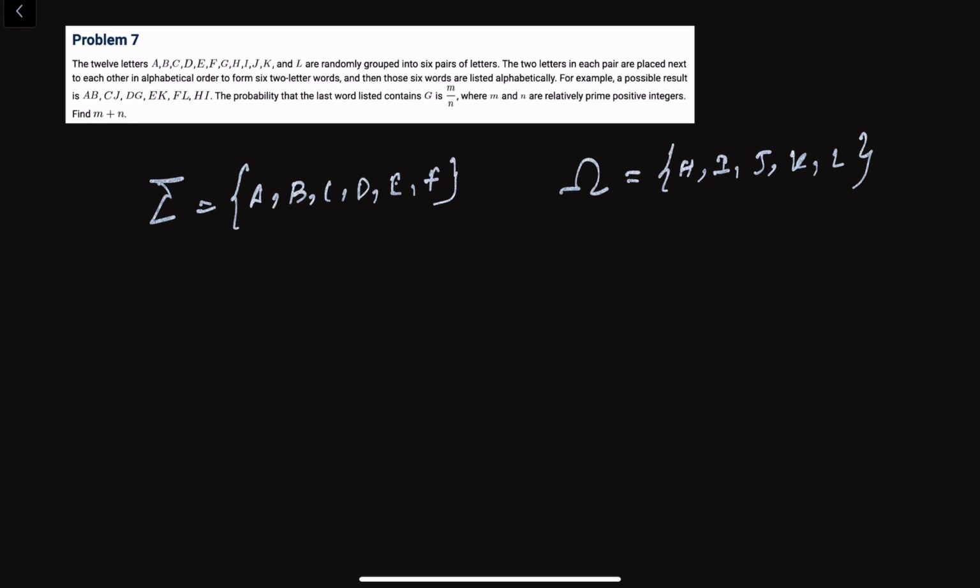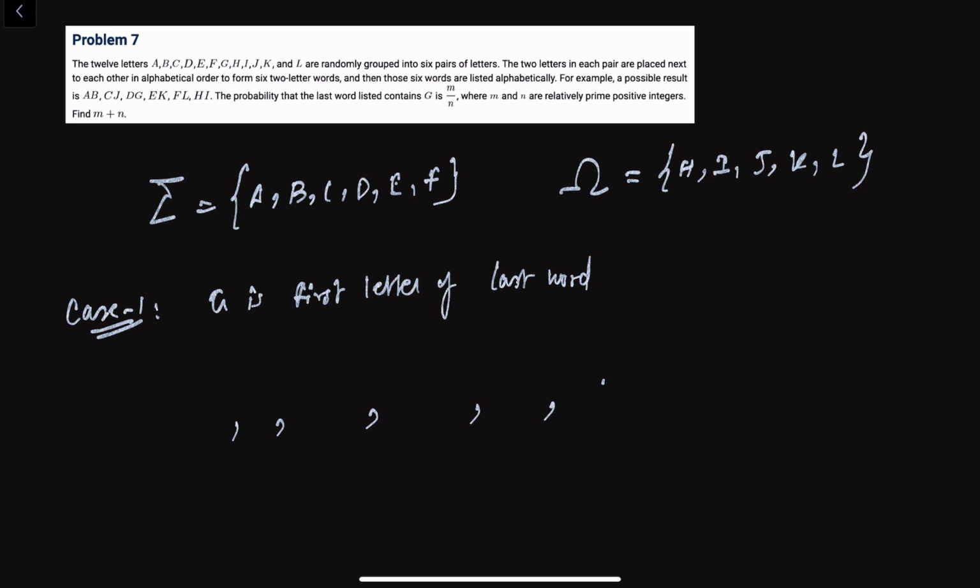So G can be either the first letter of the last word, or G can also be the second letter of the last word. So our case 1 is G is the first letter of the last word. So we are having 1, 2, 3, 4, 5, 6. If G is the first letter, it can only be paired with one of the letters from omega, because all the letters in sigma are less than G, so they can't be paired with it.